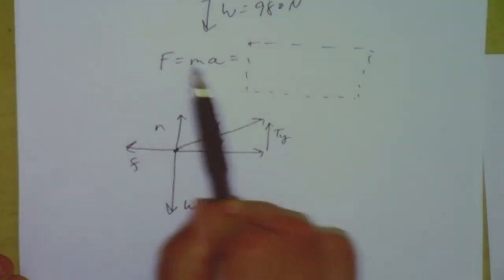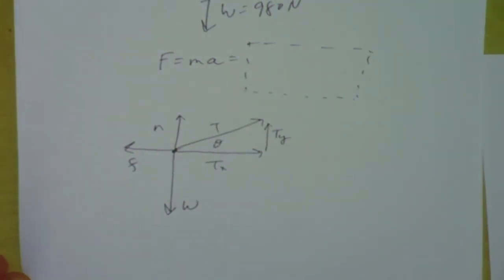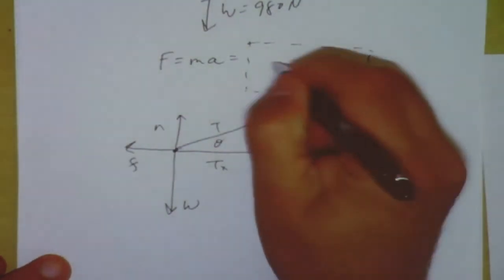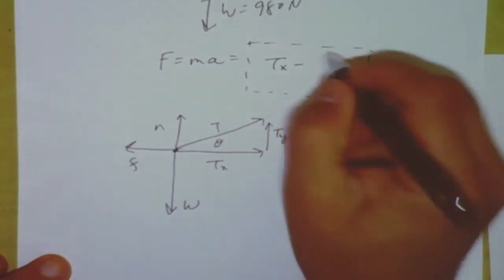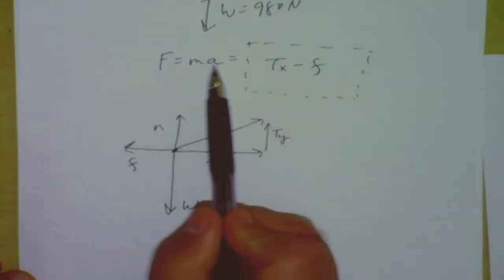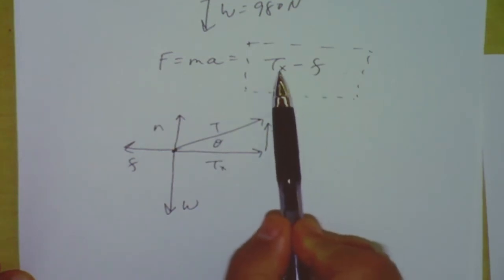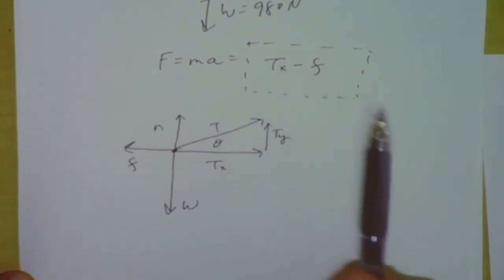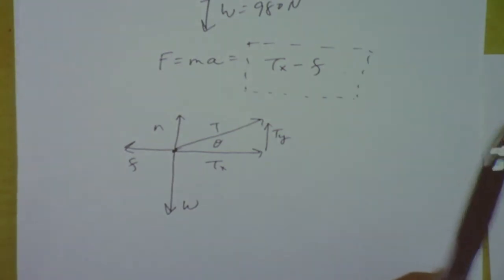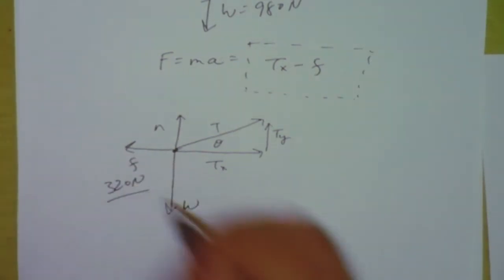I'm writing this for the horizontal motion that we have. And I've got to supply what goes in the box there. So Tx minus friction. So you see the difference, we actually have something over here. We have a net amount. I only get that if tension X is bigger than friction. Okay? Luckily they tell us friction is 320 newtons just like before.